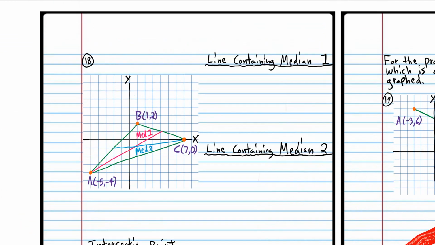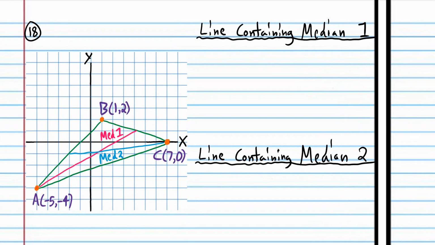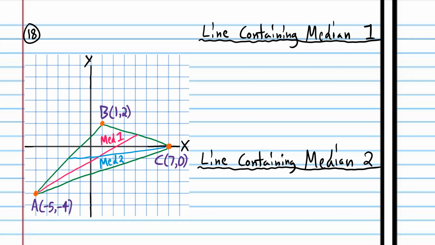All right, we're back. So first we're going to find the equation of the line containing median 1. So we first have to find the midpoint of BC, and we're just going to add the x values, divide by 2, and add the y values and divide by 2. And we get 4, 1.